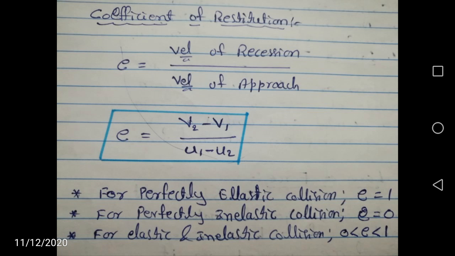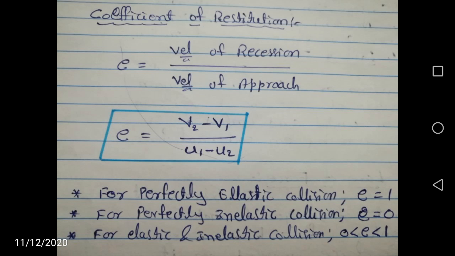Hello everyone. In the previous lecture we discussed the conservation of linear momentum in the case of a system of a single particle and also a system of two particles. Now we shall learn about Newton's law of impact, and we are going to derive an expression for the loss of kinetic energy in the case of an inelastic collision.